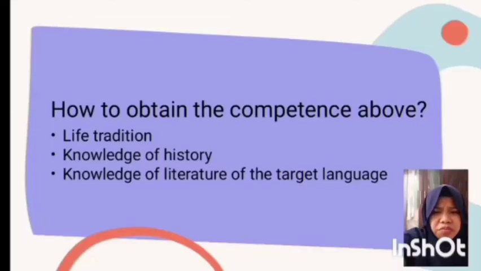So, how to obtain this competence? You can obtain the competence by learning the life tradition, knowledge of literature, knowledge of history, and also knowledge of literature of the target language.